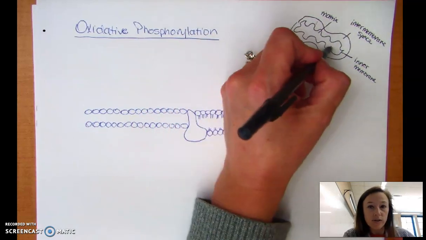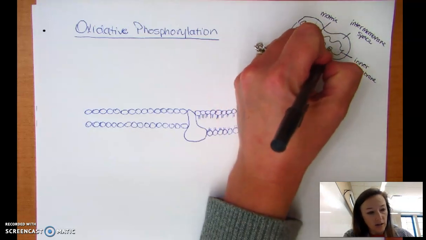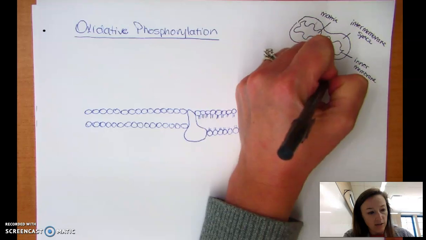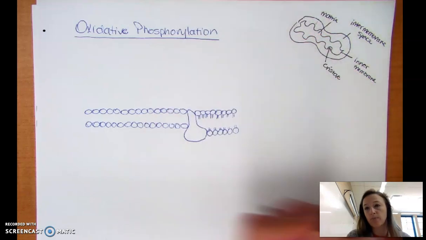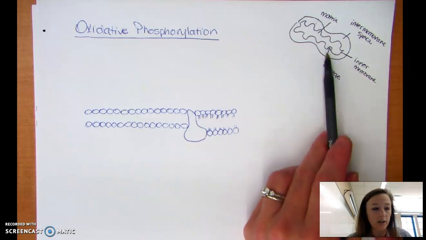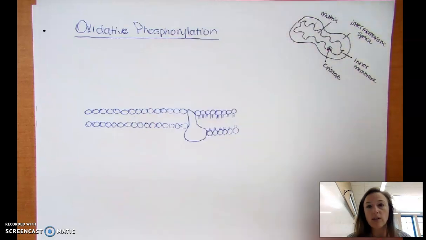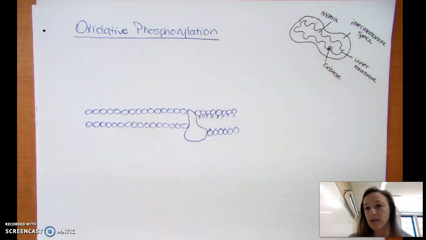The folds, so when you look at these folds, which increase surface area, that is called a cristae. So sometimes you'll hear me or other people use cristae and intermembrane interchangeably. Technically, the cristae are the folds. And that's supposed to be an arrow pointing to those. But a lot of times I'll just refer to the intermembrane as the cristae.